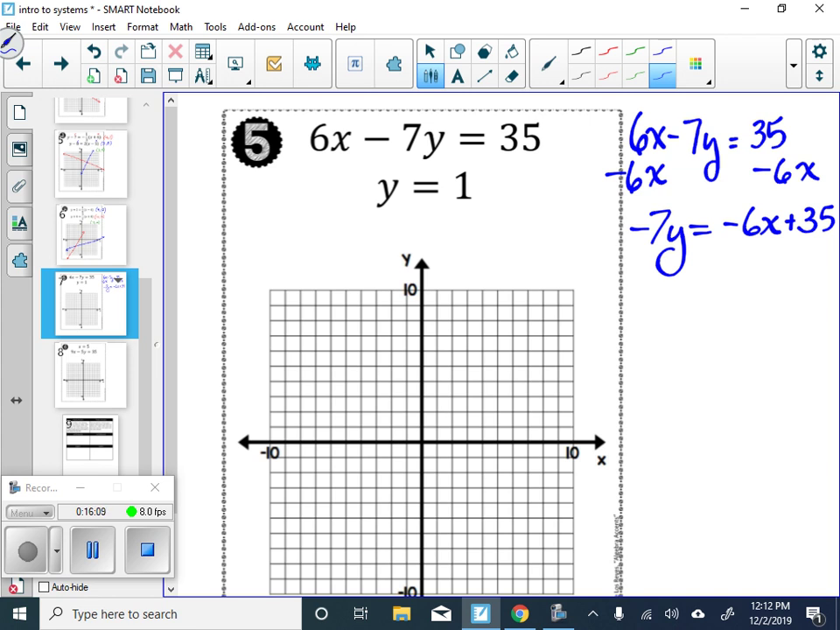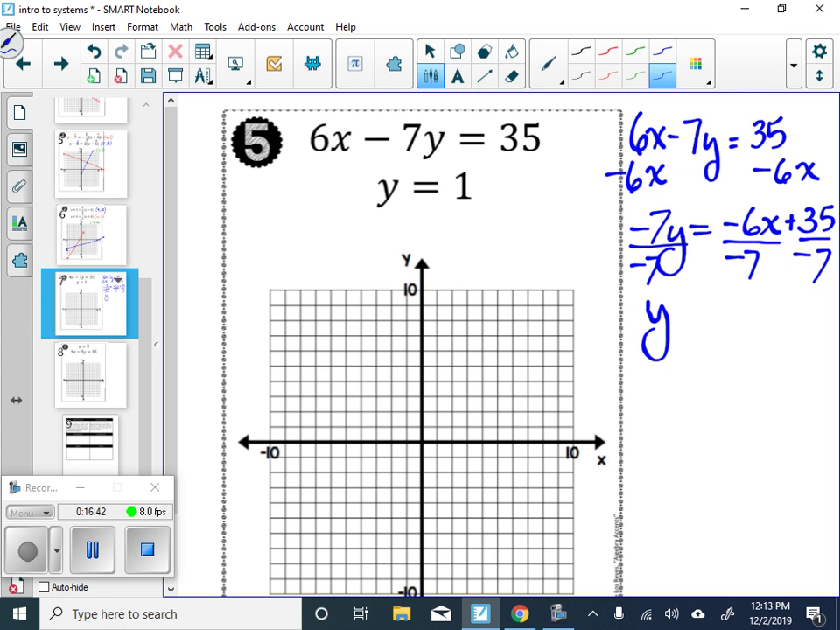Now, am I done? No, because I need to get y alone. So what are you going to do? Divide everything by negative 7. And when I mean everything, I mean everything. It's its own division of negative 7. And I write it like that so that we don't forget. So what is negative 7 divided by negative 7? What happens here? It cancels out, or negates. That's such a good word. It negates each other, and so then you're left with a y.